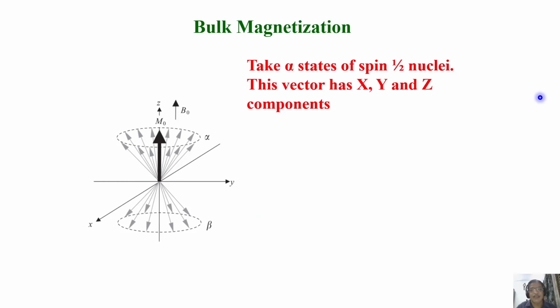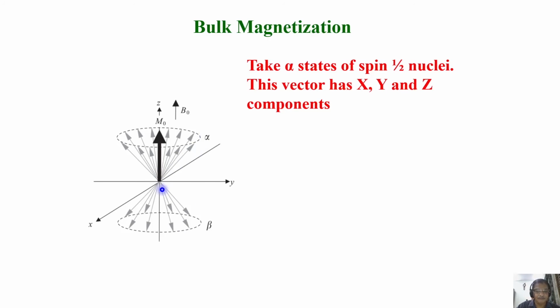But now let us go and understand a little bit more, taking only one of the magnetic moments. If we take only one of the magnetic moments, it has two states, alpha and beta states.